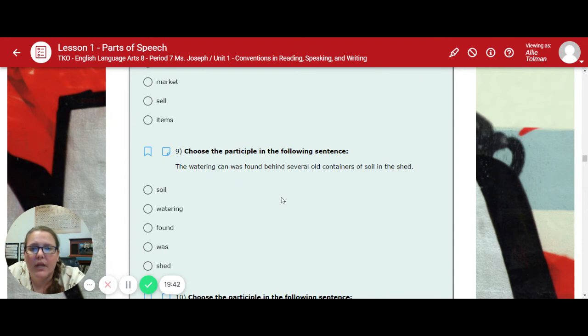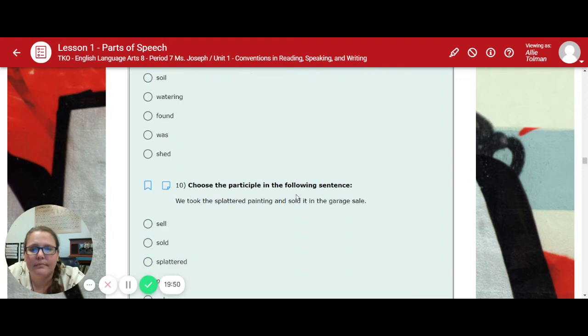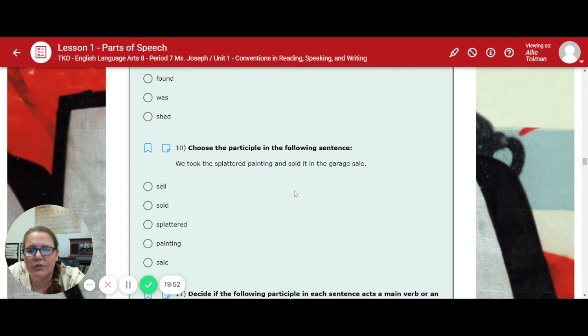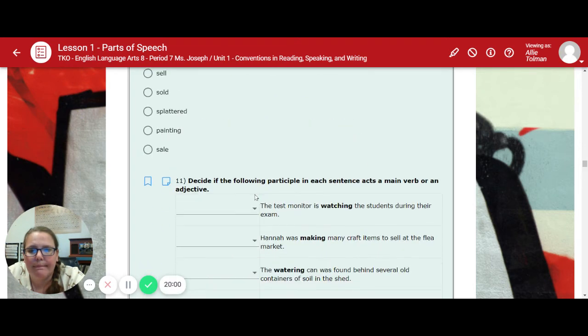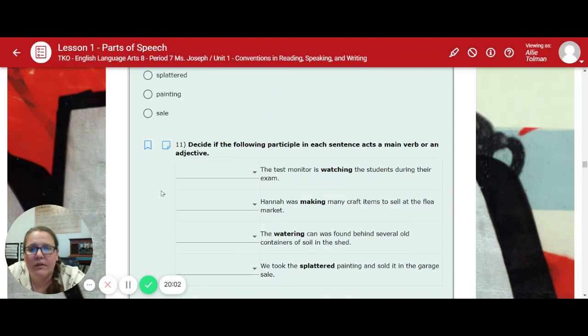Number 9, choose the participle in the following sentence. The watering can was found behind several old containers of soil in the shed. Number 10, choose the participle in the following sentence. We took the splattered painting and sold it in the garage sale. Number 11, you have to decide if the following participle in each sentence acts as a main verb or an adjective. Use the drop-down menu.